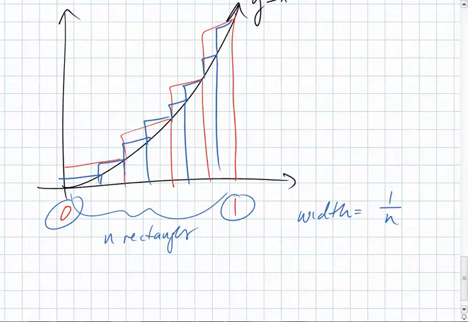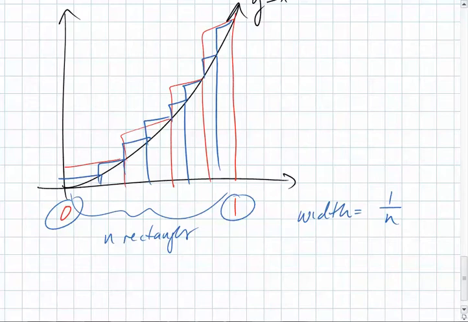What happens if we went from 0 to 2? What would the width of each rectangle be? 2 over n. It doesn't change anything. What happens if I go from 12 to 17? It would be 5 over n. It doesn't change anything. We're just picking 0 to 1 because it's nice to deal with. So do you have to start at 0? No. Does it have to be 1? No. It can be any interval you want.